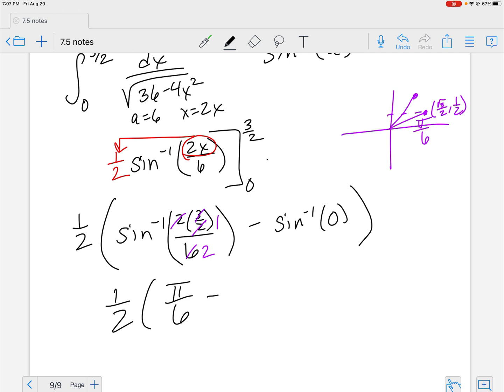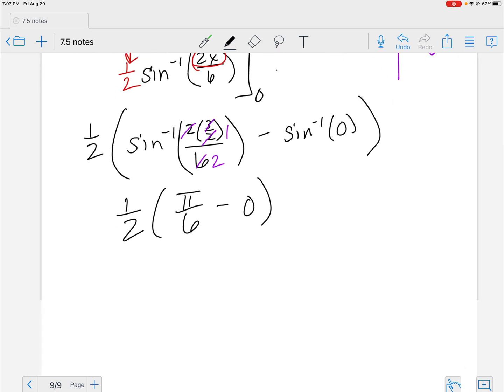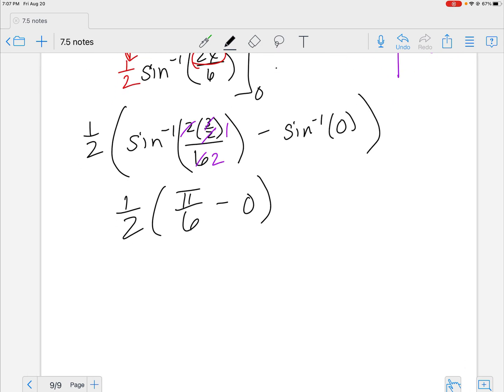minus, what's the sine of 0? 0, right? Because I'm saying what angle measurement gives me a sine of 0, and that is 0. So minus 0. So I end up with just pi over 12 here.